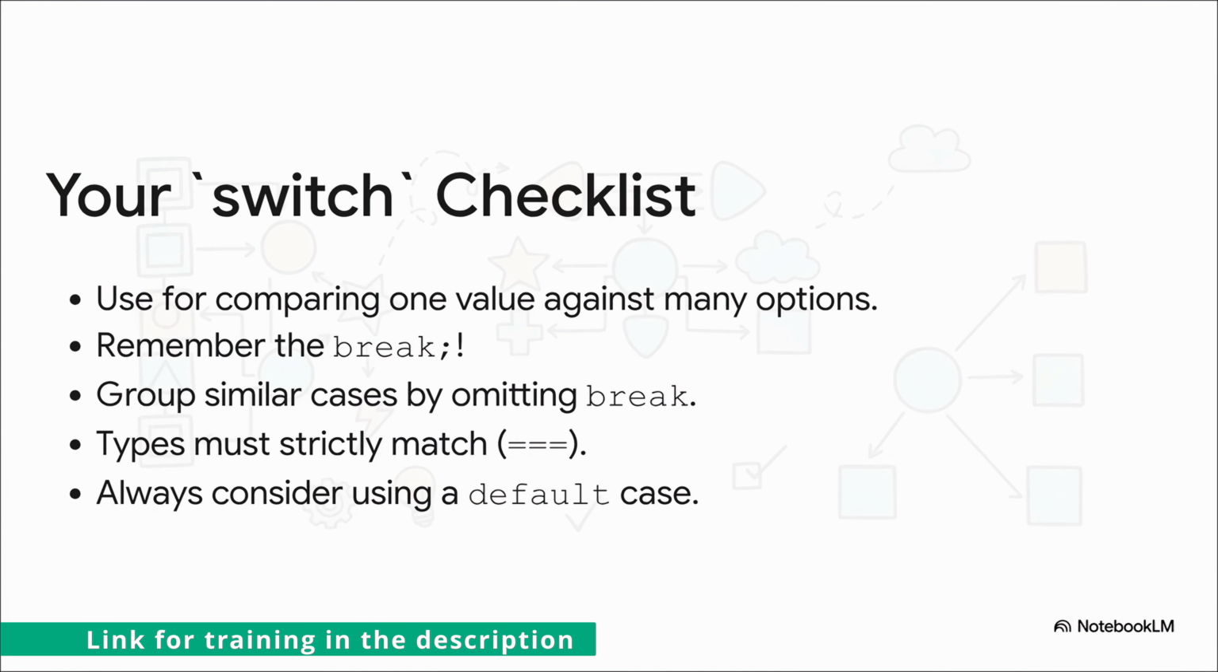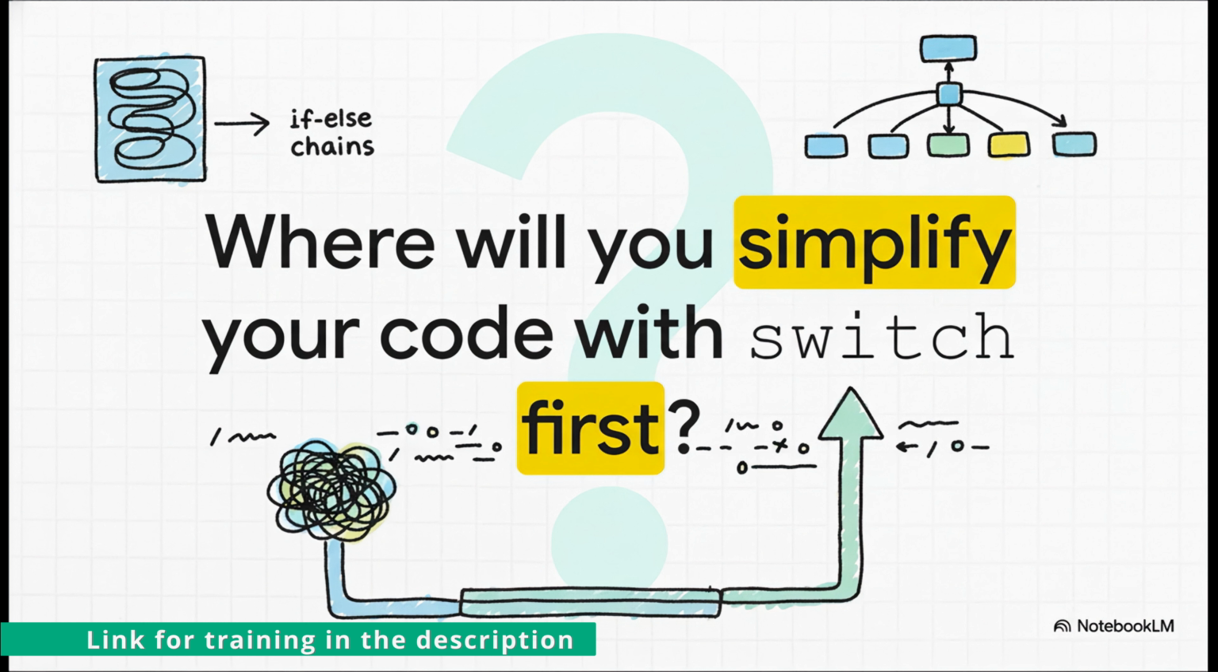So to wrap this all up, here's your mental checklist. Use switch when you've got one value to check against many possibilities. Always, and I mean always, remember your break statement unless you are deliberately grouping cases. Don't forget the types have to match exactly because of that strict triple equals comparison. And finally, it's pretty much always a good idea to have a default case to gracefully handle anything you didn't expect. And that is the switch statement. It's a seriously powerful tool for writing cleaner, more expressive code.